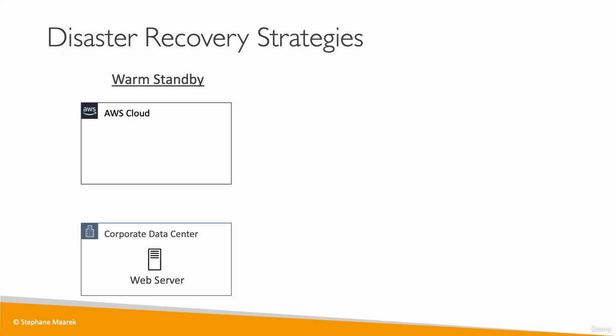Next, we have warm standby. And warm standby is going to be more expensive. So here we have the full version of the app ready in the cloud, but at minimum size. And so if we need to do a disaster recovery strategy, we just need to increase the size of the app and we're good to go. And so see, the cost is a bit higher for this.